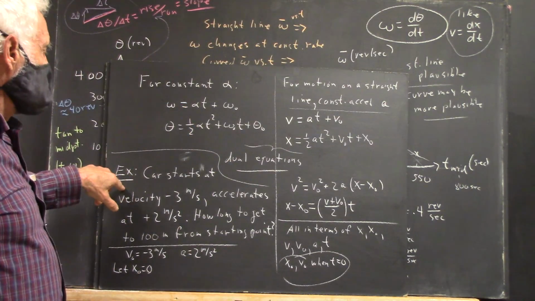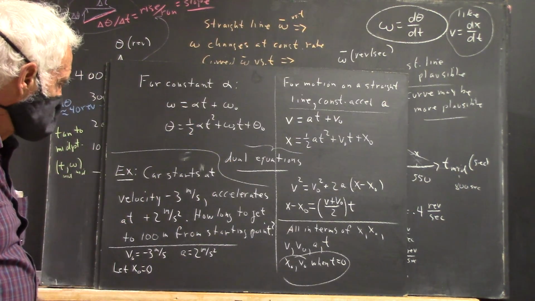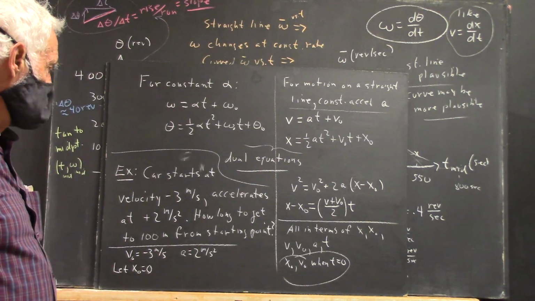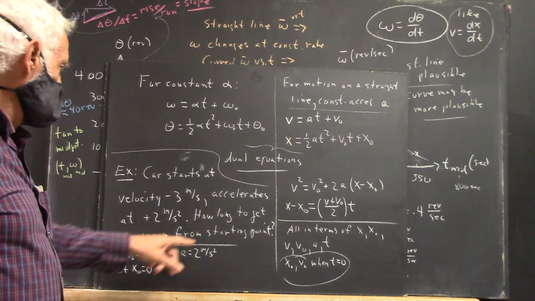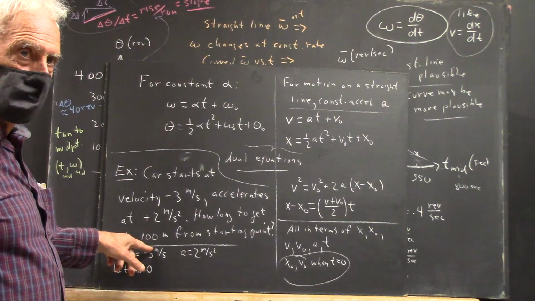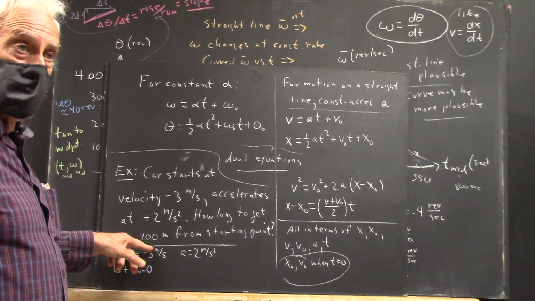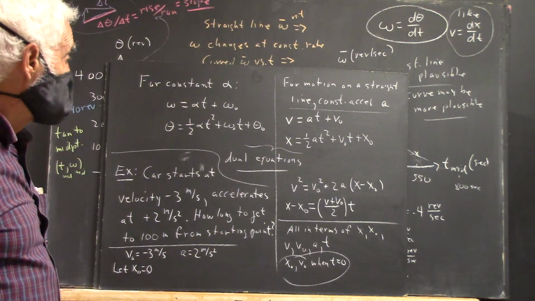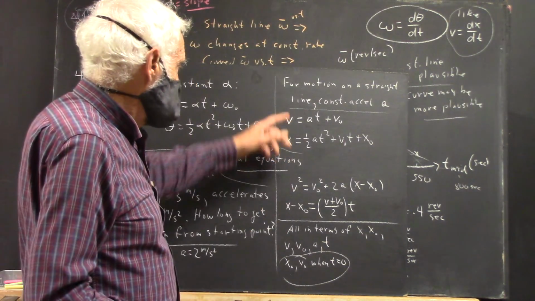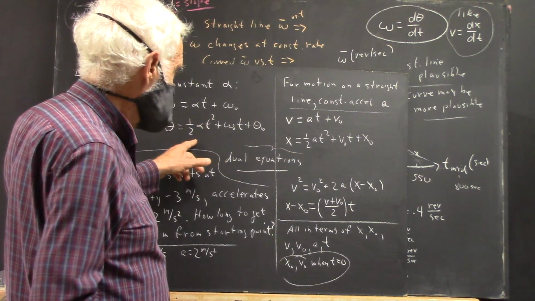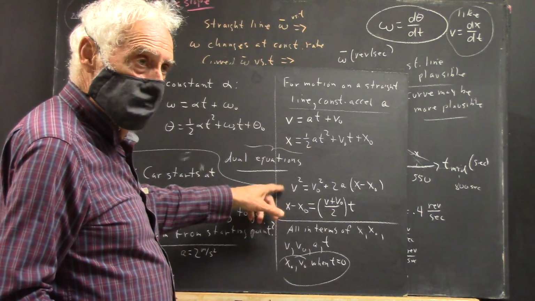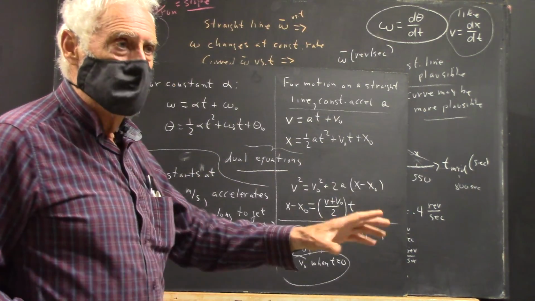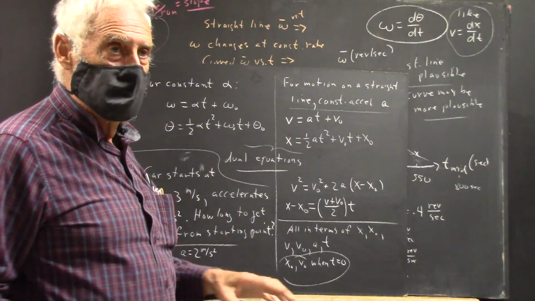But anyhow, now we're going to do an example where a car starts with a velocity of -3 meters per second, accelerates 2 meters per second squared, and we want to know how long it takes to get 100 meters from its starting point, right? So these equations, which are dual to these, and we could use these two. You get 4 equations.